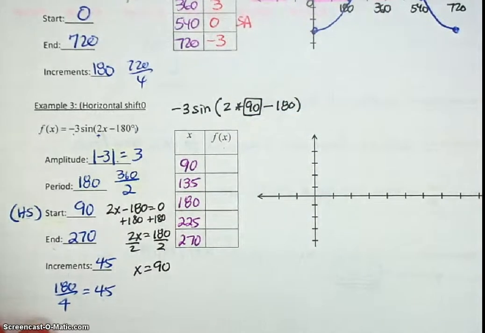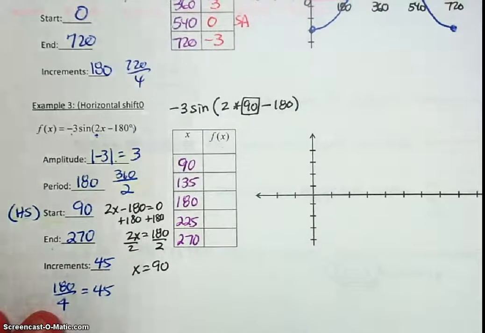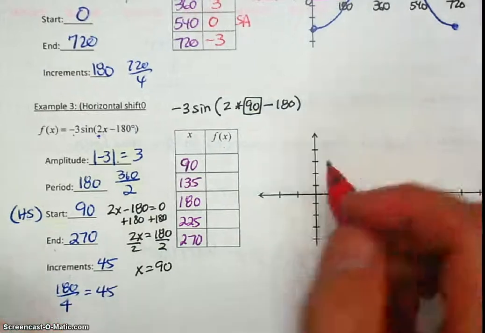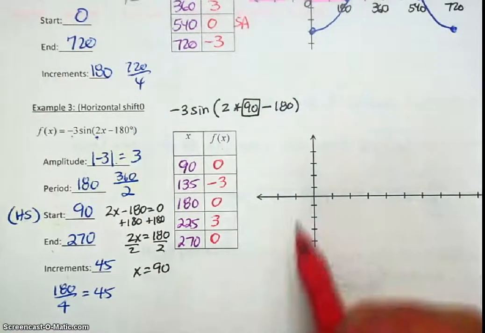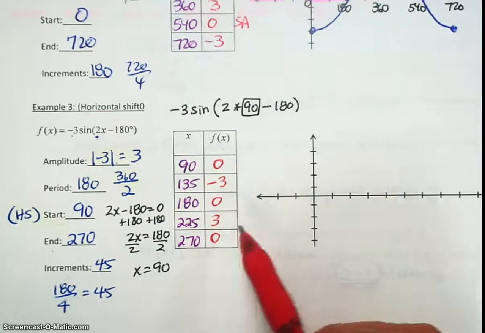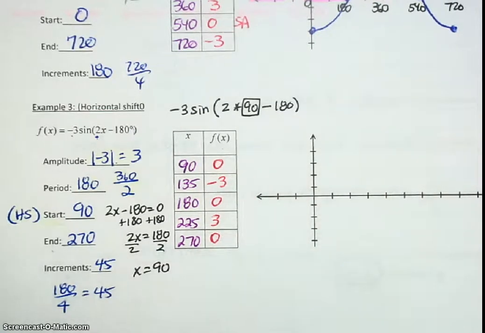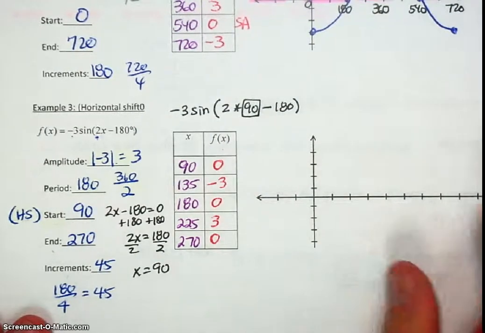All right, so when you type all of that in, these are the answers you should come up with: 0, -3, 0, +3, and 0. If you type all those into your calculator, that's what you're going to get. And so you end up with those, and then we plot those points.